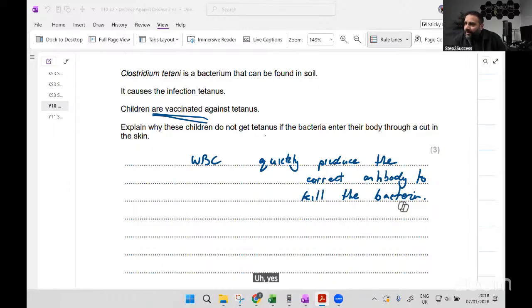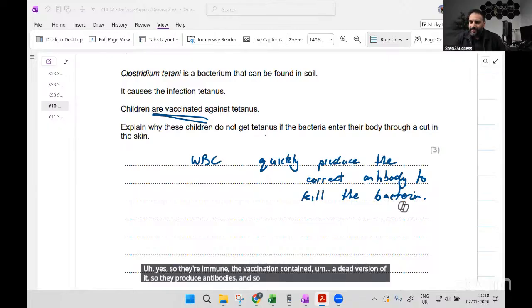Yes, so they're immune. The vaccination contained a dead version of it, so they produce antibodies, and so they get a faster response to it. So that sort of thing.